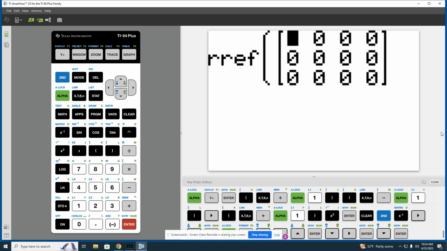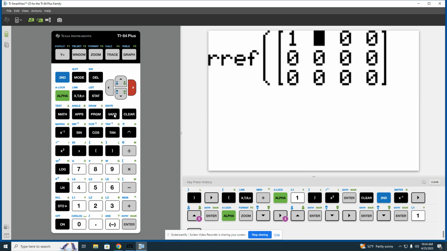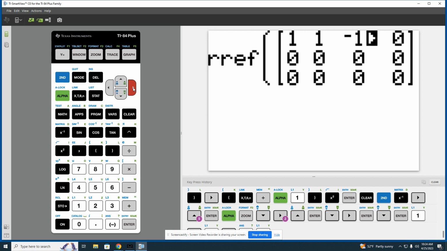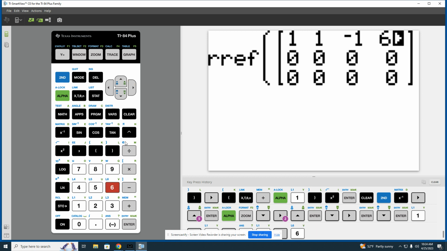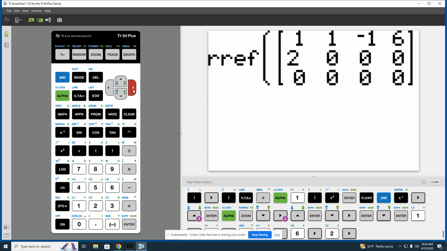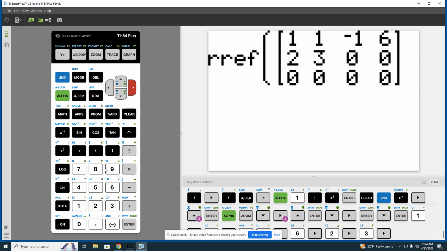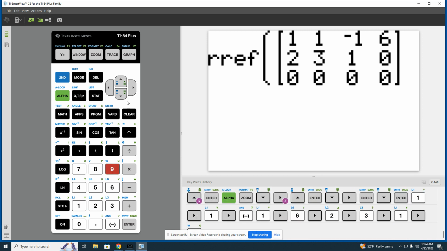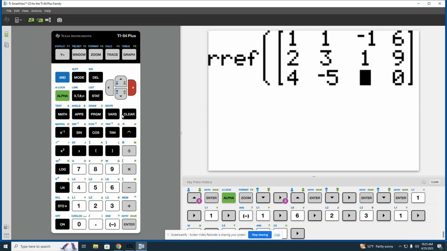All right, so look, here we go. Y'all ready? What is my x coefficient in that first problem? 1. What's my y coefficient? 1. What's my z coefficient? -1. And what's my constant? 6. Go to the second equation. What's x? 2. Y? 3. Z? 1. Constant? 9. Go to your third equation. X coefficient? Y? And z? All the way down to our constant, which is?